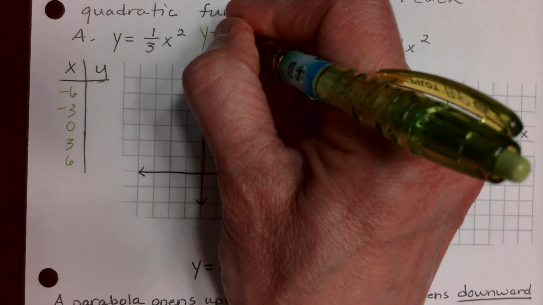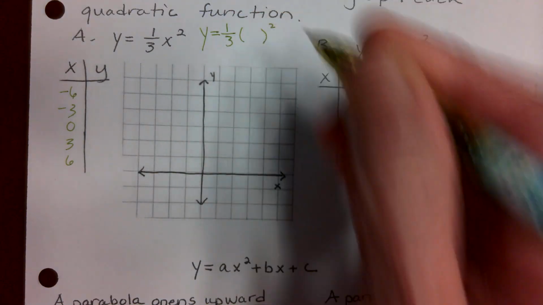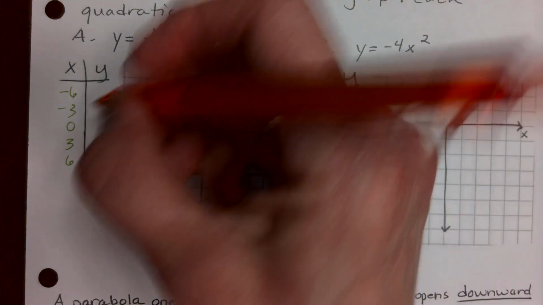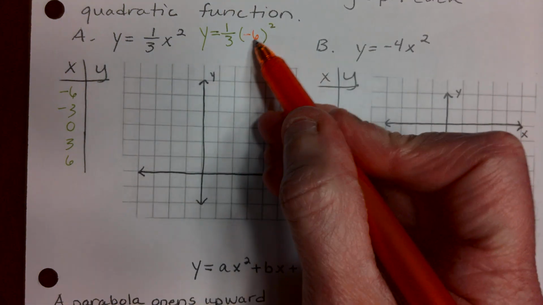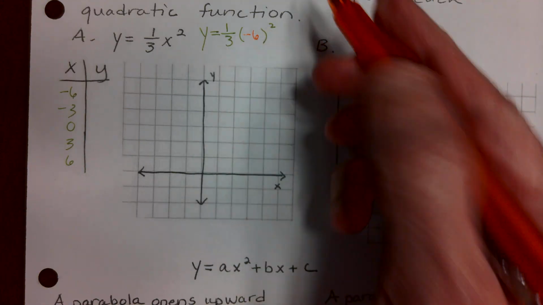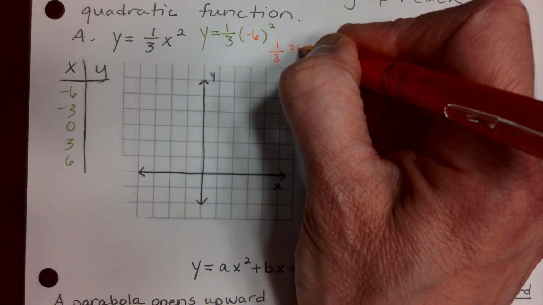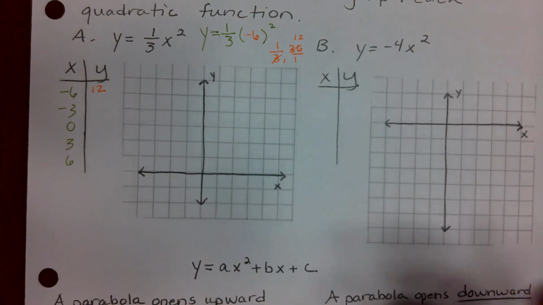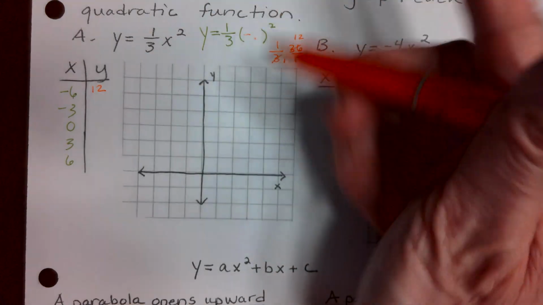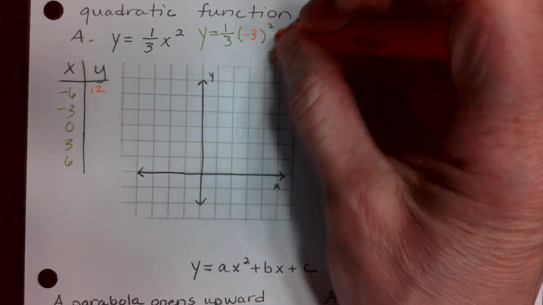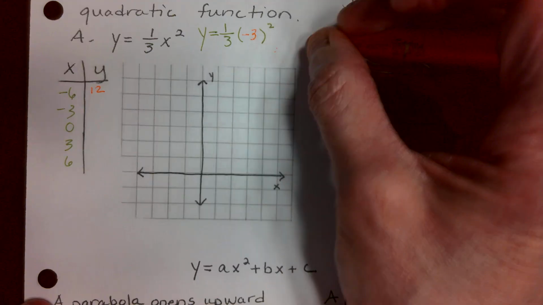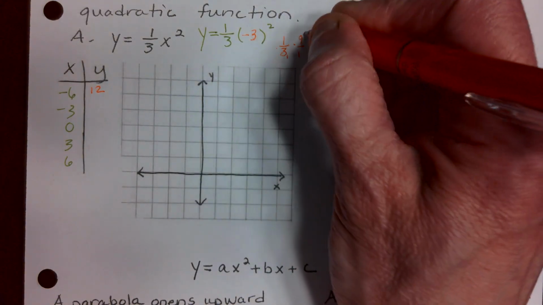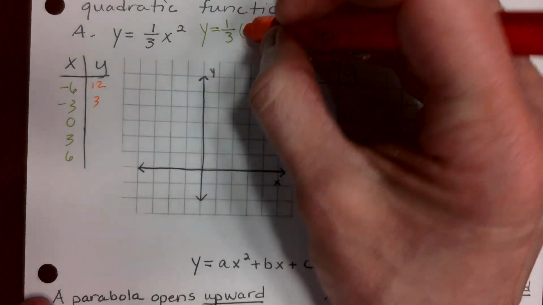If you do this, y equals 1/3, and again, I said to put this in erasable, so put in the -6 here. -6 squared is 36. 1/3 of 36. Remember, that's where you can cross cancel. So 1 and 12. My answer is 12. All right, how about -3? -3 squared is 9. So you have 1/3 of 9. 3.